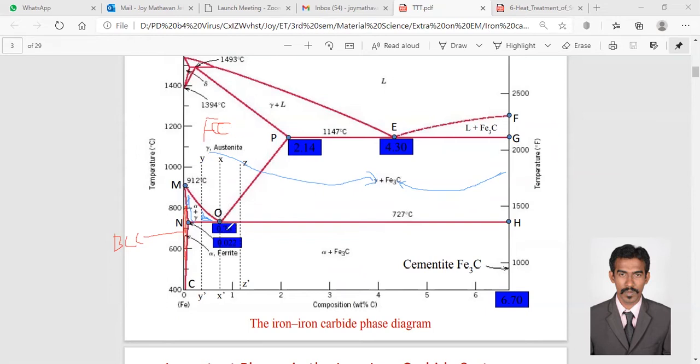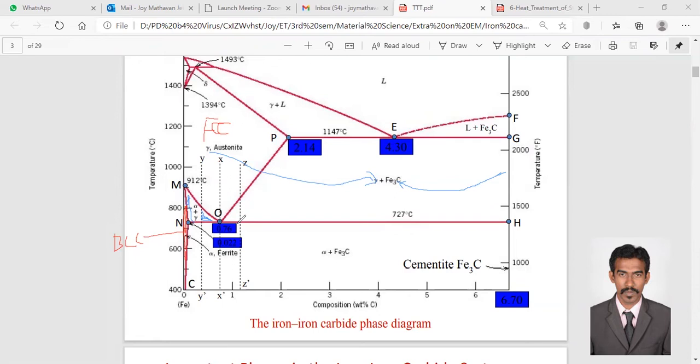At this particular point, at 727 degrees Celsius, gamma austenite can dissolve a maximum of 0.76% carbon. At 727 degrees Celsius, while it is in BCC structure, the solubility is 0.022%. But when it comes to gamma, the solubility is increased at the same temperature. You see here that is 727, here also 727. At the same temperature, the solubility increased to 0.76%.